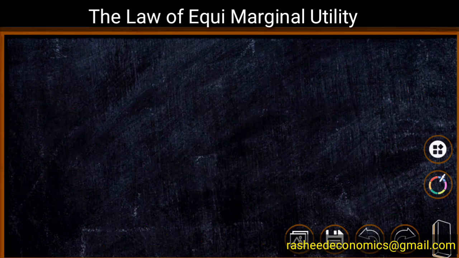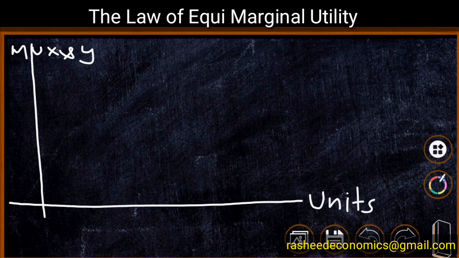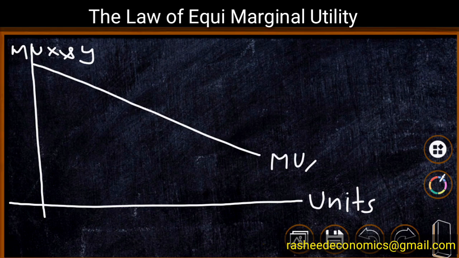Now let us move to the diagrammatic representation of this theory. We have drawn the X-axis and Y-axis. On the X-axis we are representing units consumed, and on the Y-axis we are representing the marginal utility of X and the marginal utility of Y, because we need to consider both the commodities together. Now we have a curve drawing the marginal utility of X, which is downward sloping. It shows that when consumption increases, the marginal utility of X goes on diminishing.